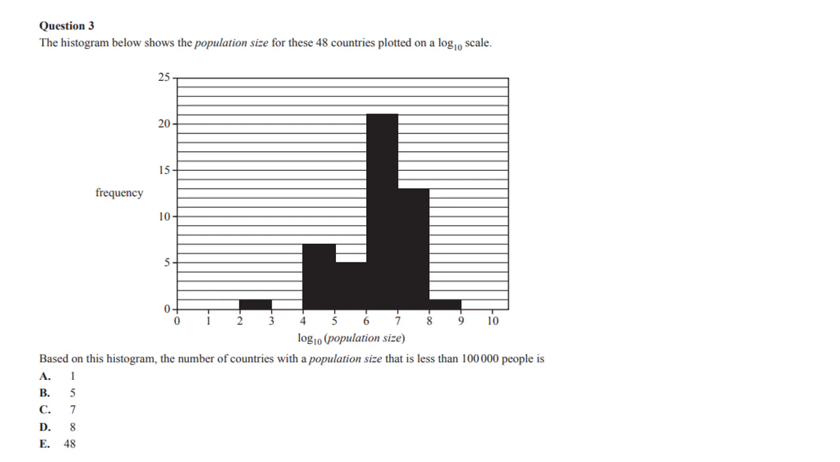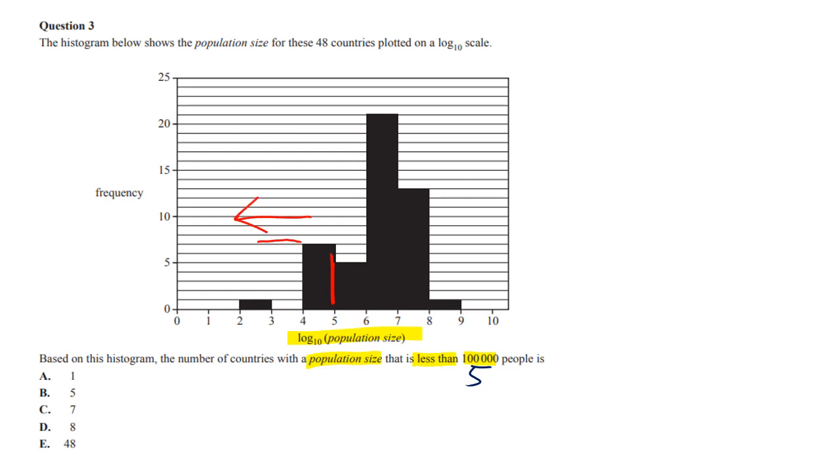Okay, this is question 3. I think it's from the 2019 exam, and they've got a lovely log scale for us to look at. So there we go, log scale. They put log 10, but again, log is log. Based on this histogram, the number of countries with a population size less than 100,000. Now 100,000, let's count those zeros. If you count them, there's 5 zeros. So we know that that's the 100,000 point, and we want less than, so we're going this way.